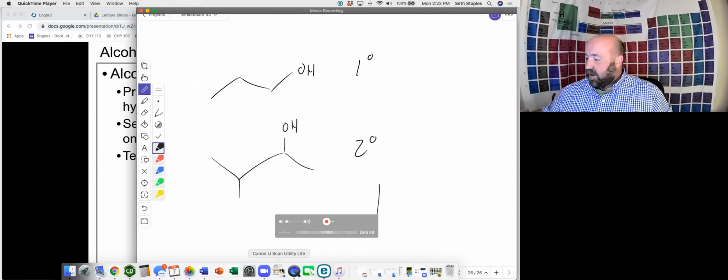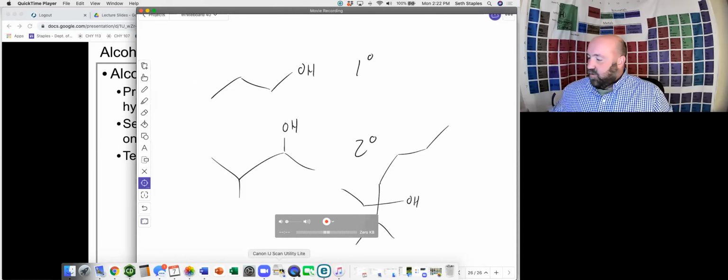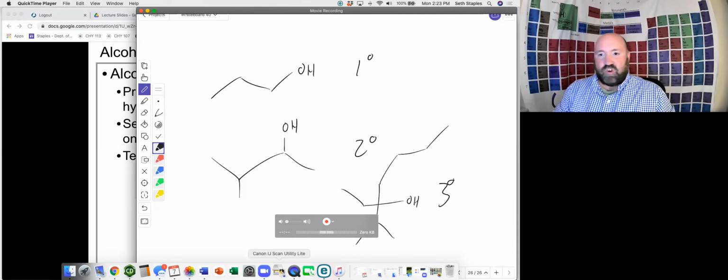We could also have something like this, where now, again, these could be anything for carbon groups here. But now our hydroxyl carbon, remember this is a carbon right here, this is a vertex. So this hydroxyl carbon here is attached to 1, 2, 3 different R groups, making this a tertiary alcohol.